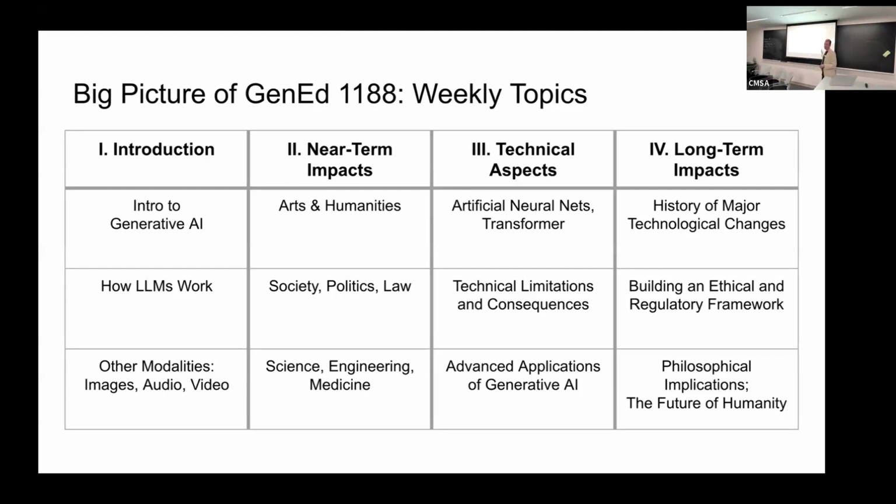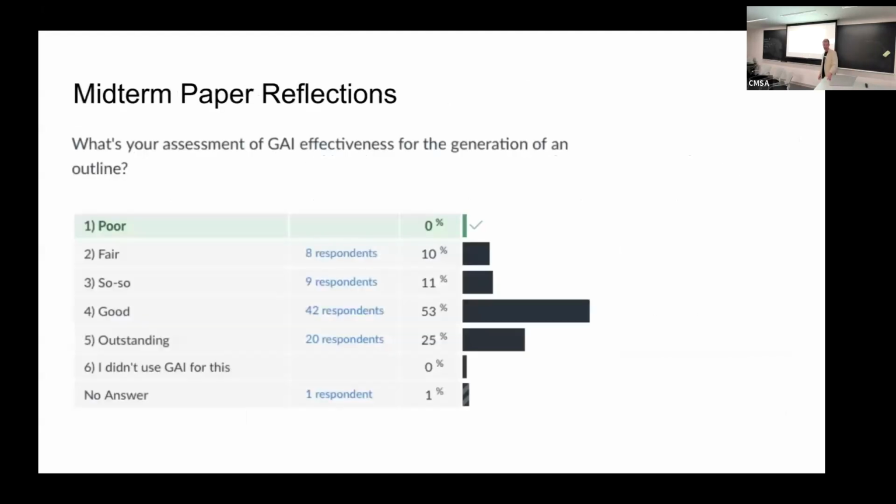And then we talked a little bit about long-term impacts. Is this going to turn the world into a paperclip apocalypse or whatever that is? So that was what we ended with, ending on a high note: the philosophical implications for the future of humanity.